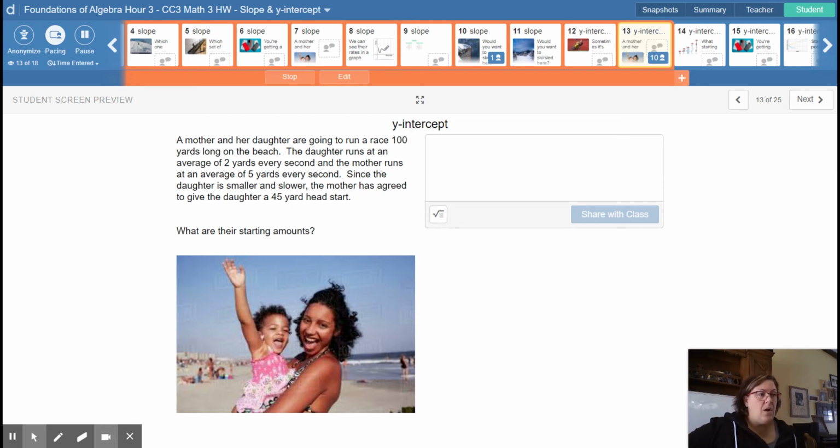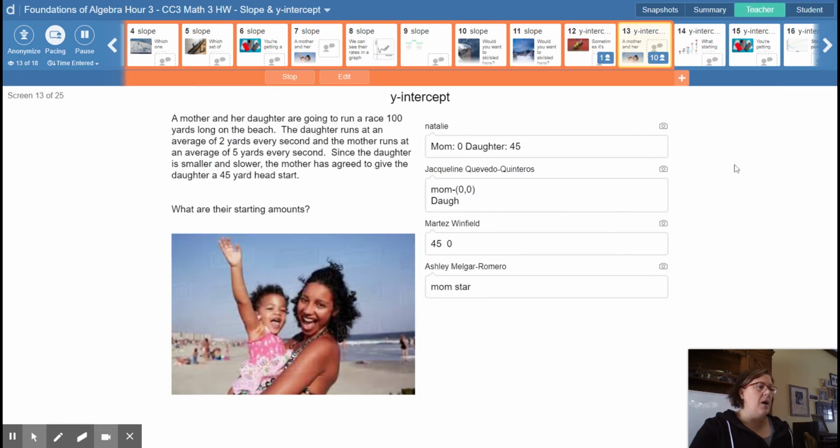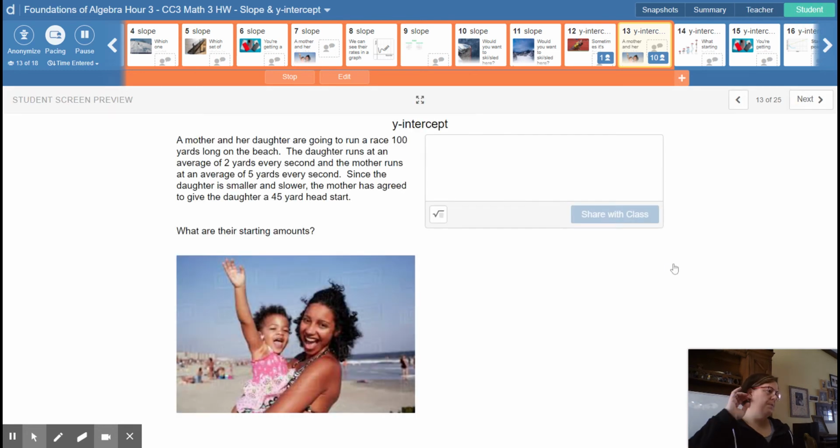What are their starting amounts? Meaning, where are they starting in terms of that race? You should have 2 answers for this one, just like you had 2 answers for the rate question about them. You're going to have 1 for the daughter, and you should have 1 for the mom. Oh, Jacqueline, way to use coordinate pairs. Good idea. Yes, Natalie, that is right.